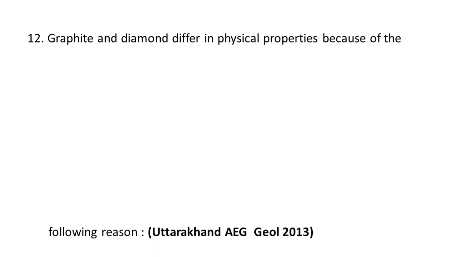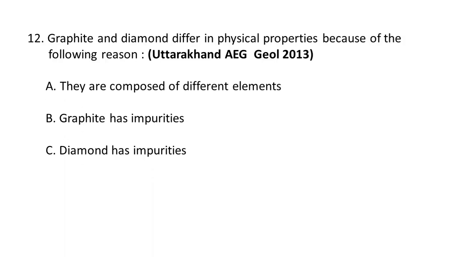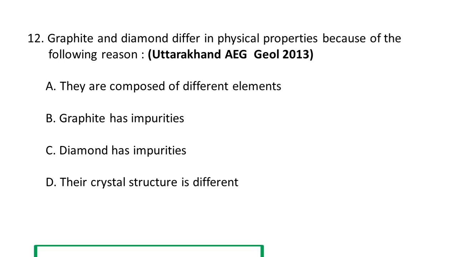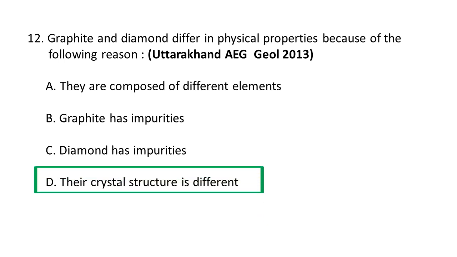Graphite and diamond differ in physical properties because of the following reason. The choices are A. They are composed of different elements, B. Graphite has impurities, C. Diamond has impurities, and D. Their crystal structure is different. Obviously their crystal structure is different, so D is the correct option, because graphite has van der Waals bonding and diamond has covalent bonding, and they have different physical properties.